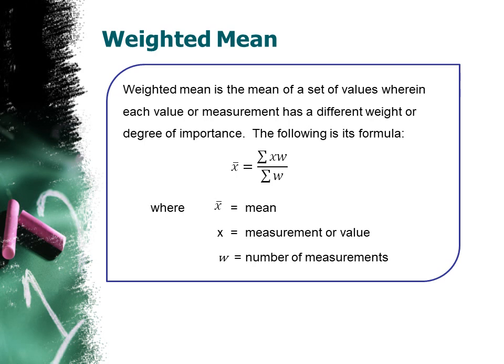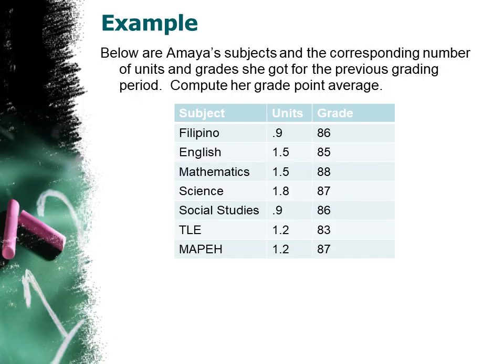To understand that concretely, in this problem, below are Amaya's subjects and the corresponding number of units, as well as the grades that she got from the previous grading period. Subject on the first column, units on the second one, and the third column we have the grade. So this is an example of a data set with weight. So ang weight na tinutukoy dito is yung units, number of units. This also tells us the degree of importance of the subject.